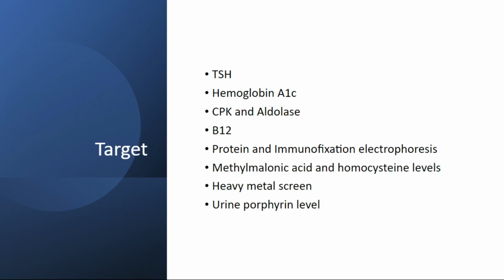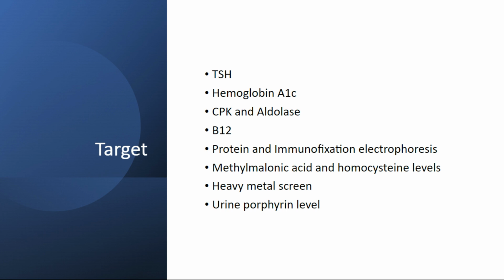Targeted: TSH. Usually we do TSH, but I think I have had maybe one patient where we suspected neuropathy because of gross hypothyroidism, and it's not common at all. The most high-yield investigation is hemoglobin A1C, random blood sugar level, or OGTT. CPK and aldolase for the muscles; B12, protein and immunofixation electrophoresis for neuropathy. On the same line for B12, methylmalonic acid and homocysteine levels.